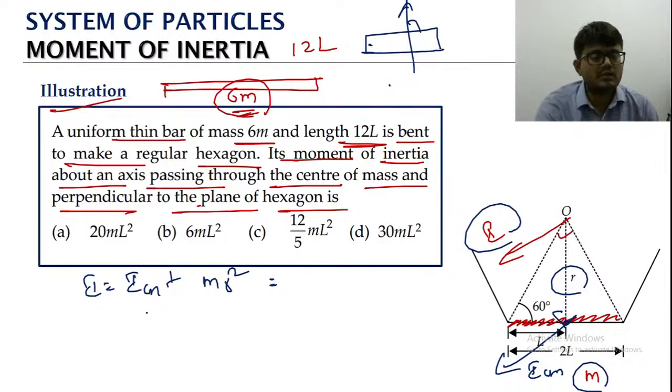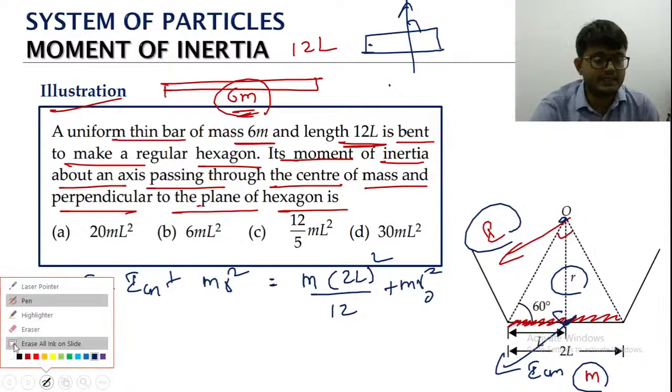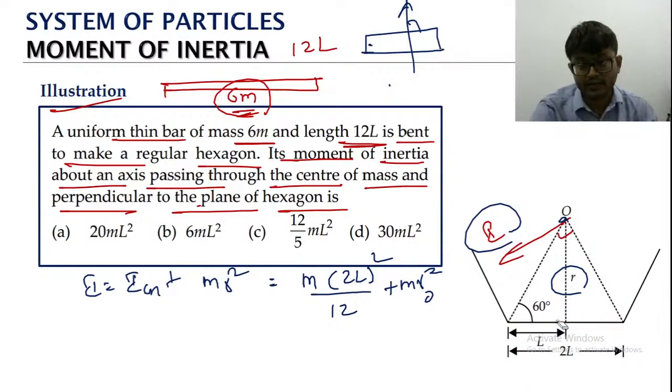Correct. So the mass of the rod is M, length square, the length is 2L, divided by 12. This R is the perpendicular distance from the center of the hexagon to side one. So how do you find the value of R? We have to use the properties of triangles to find the value of R.